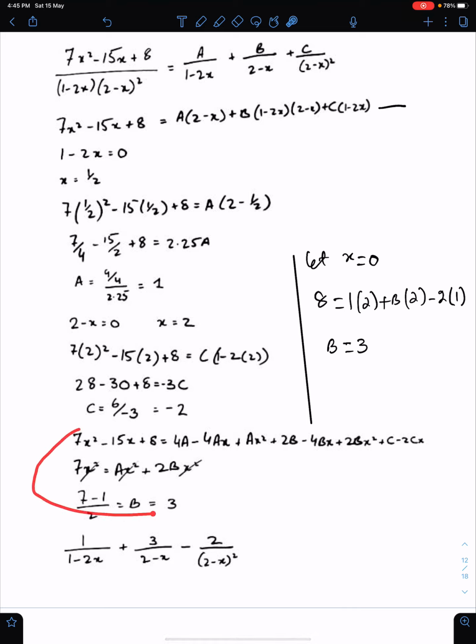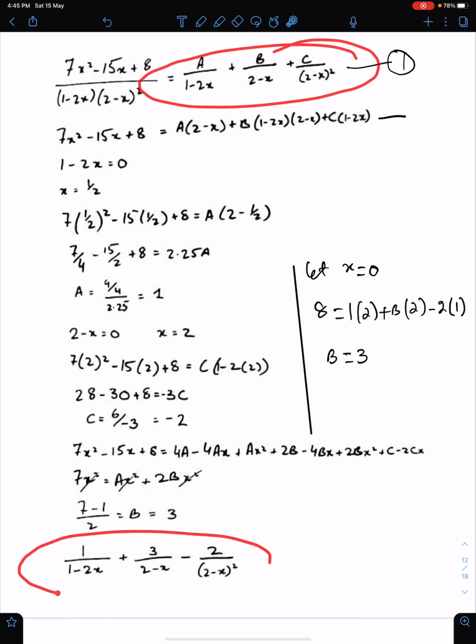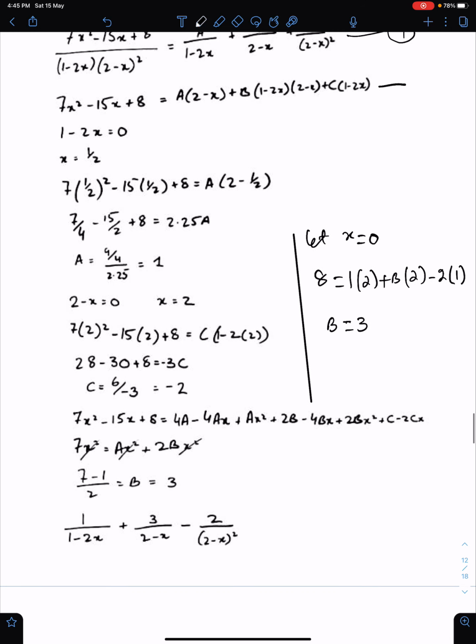Don't use this comparing the coefficient method. This will waste your time. But if you are good at this method, you may use it, but this method is the best way. Make sure you substitute the values of a, b, c into this equation. Always substitute the values of the constants into the original equation to get the required partial fraction. This is f of x.